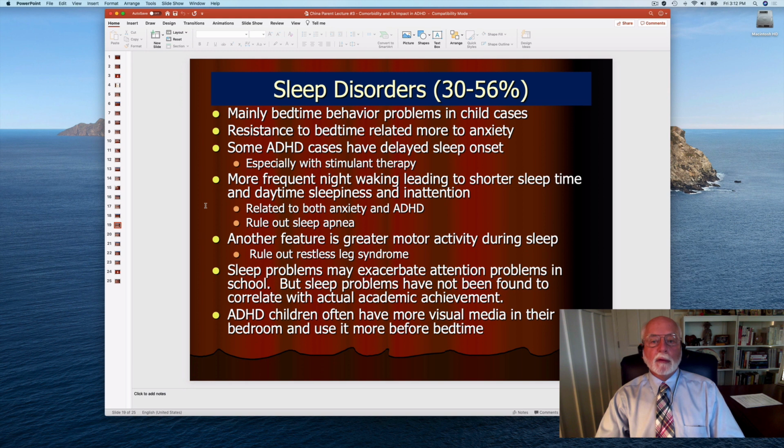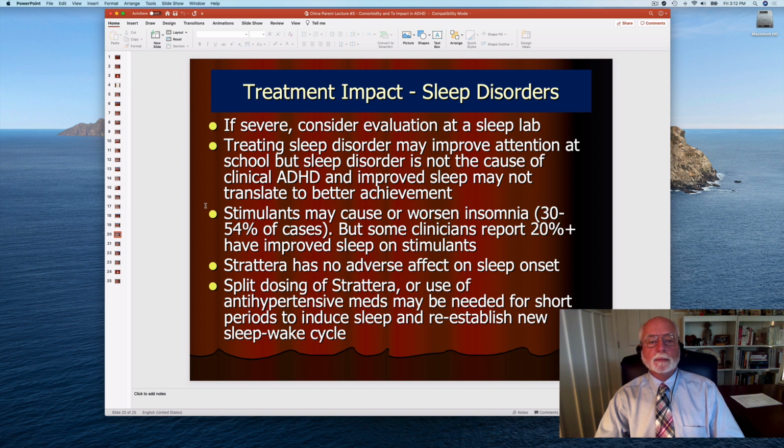But for whatever reason, parents are using visual media to help entertain their child and manage them. But that use of visual media, particularly in the hour or two before bedtime, may be more likely to contribute to the sleeping problems. So what does it mean for treatment where a sleeping problem occurs with ADHD?